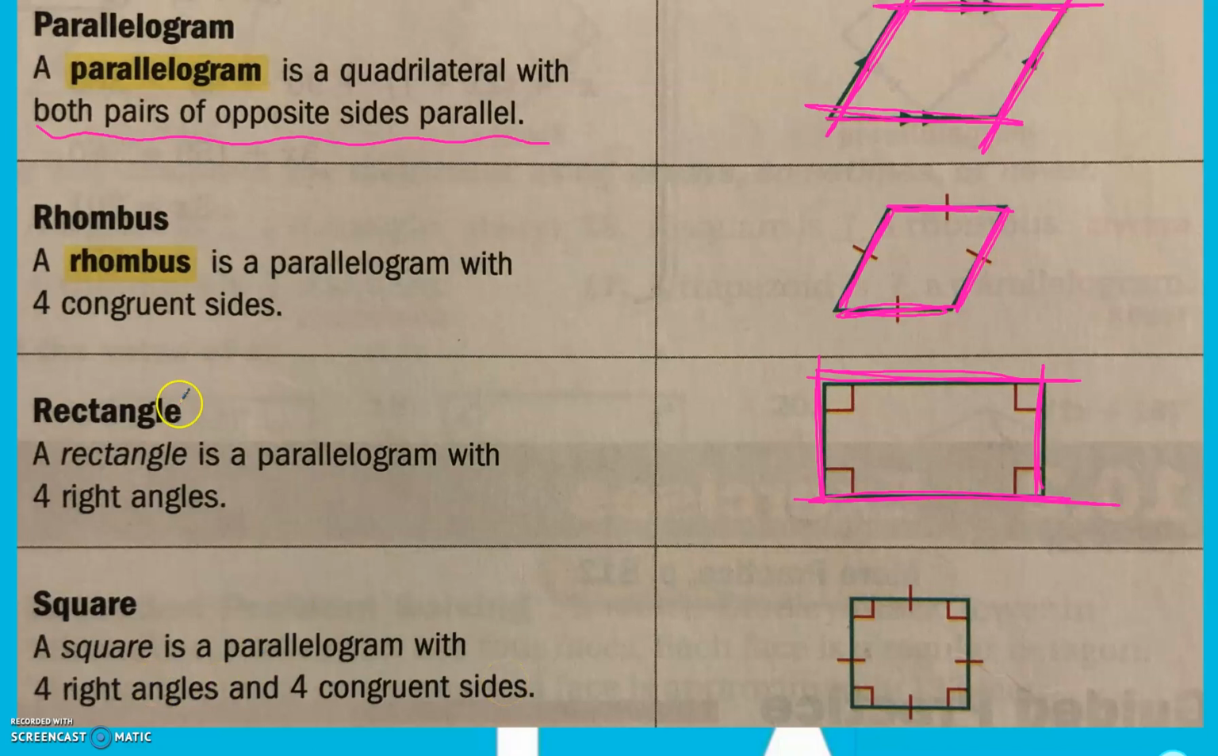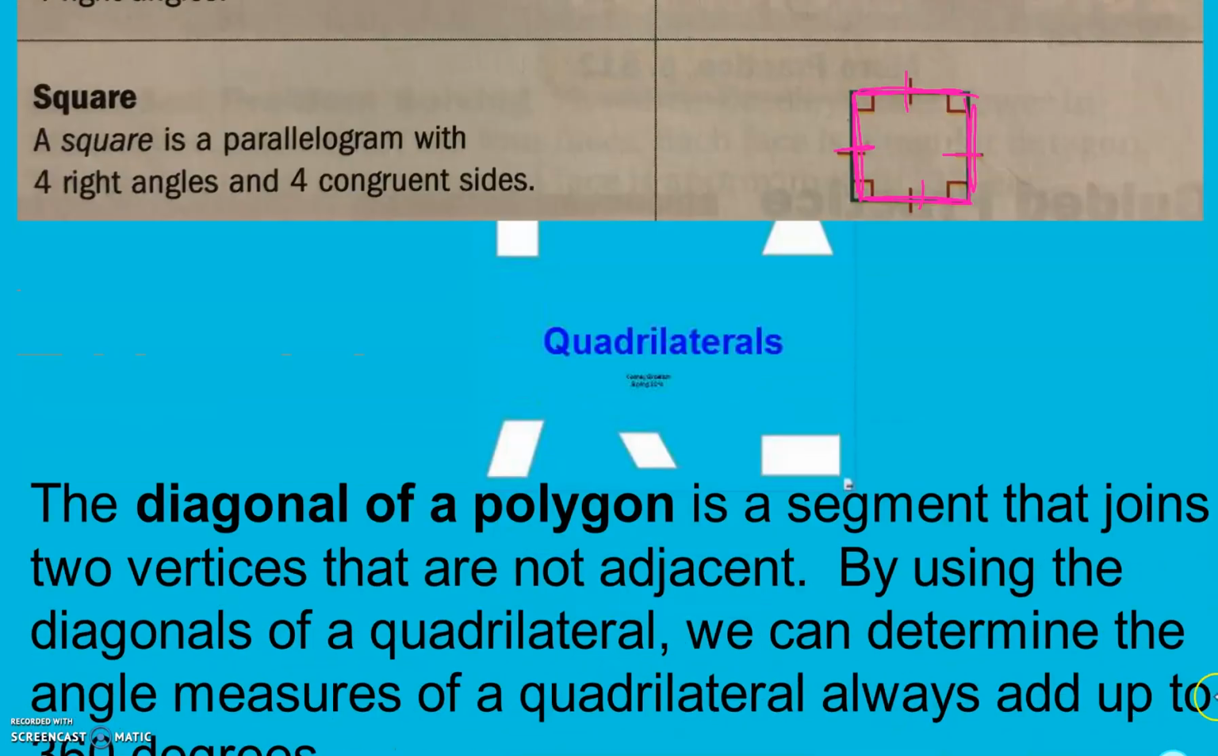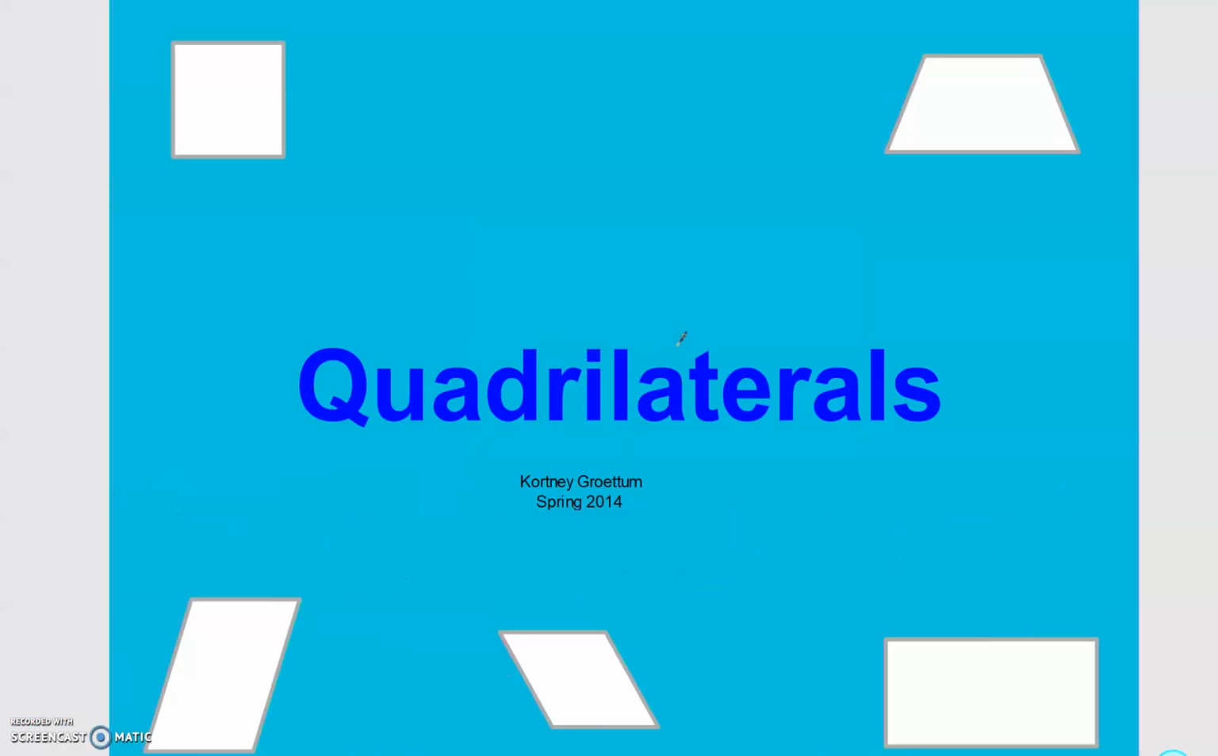So a square is also a rectangle. A square is also a rhombus because of the 4 congruent sides. It's also a parallelogram. So a square kind of hits all of these on the nose. All 4 sides are the same by those little tick marks, and it has 4 right angles. Here's another little way of viewing those.